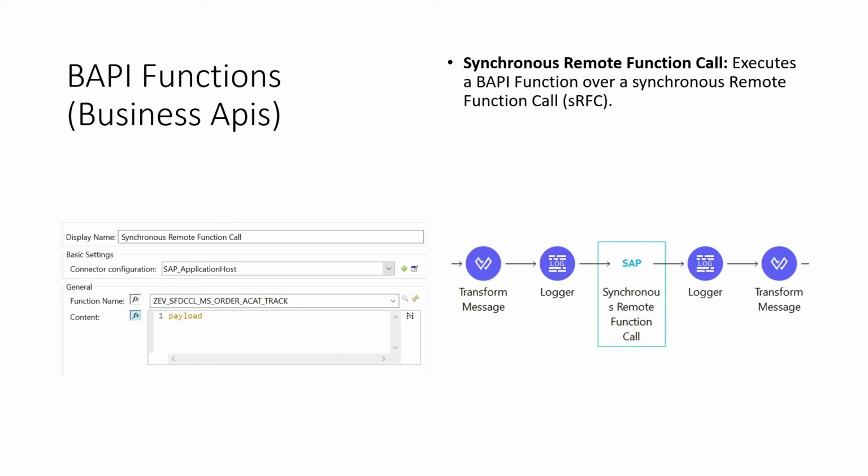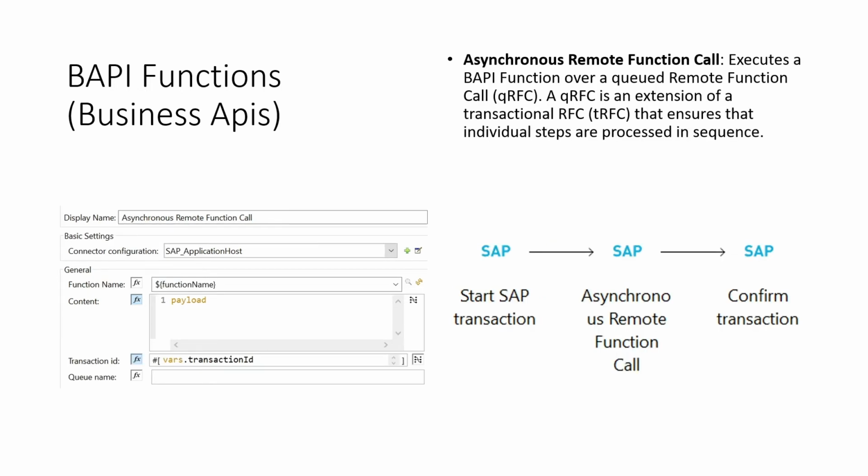First, we have the synchronous remote function call. It executes a BAPI function over sRFC. When you mention the function name in this connector, the function metadata request and response structure gets loaded, which makes the transformation part very easy. Next, we have the asynchronous remote function call.